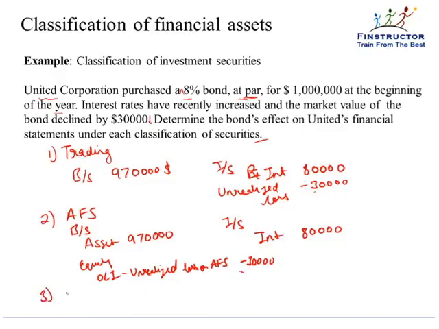If the classification was held to maturity, then on the balance sheet the bond would have been at its amortized value. We'll prove in a later review that for a bond which is issued at par, the amortized value will always be the same as the original historical cost, that is $1 million. And on the income statement, only the realized component of the bond would have come, that is an interest payment of $80,000, or the coupon that the bond would have paid. So this is the accounting treatment under the three heads: trading, available for sale, and held to maturity.